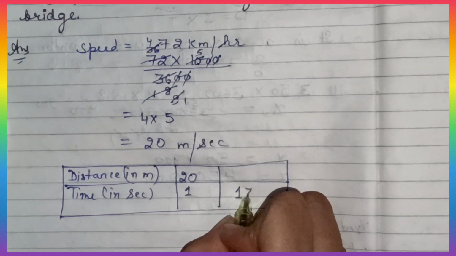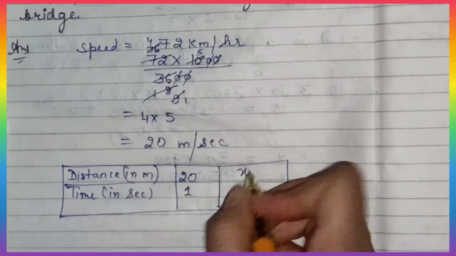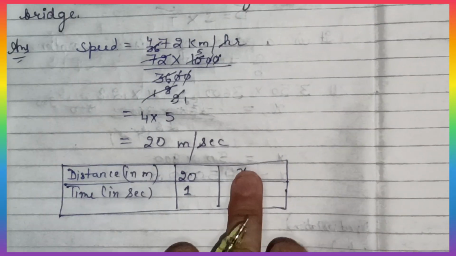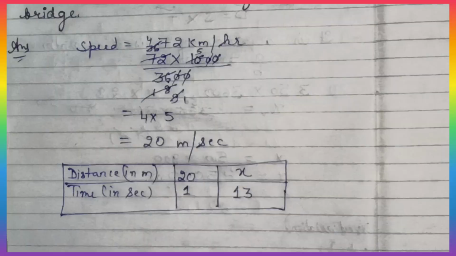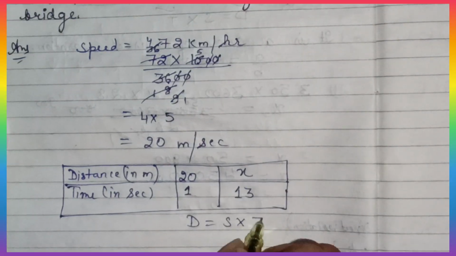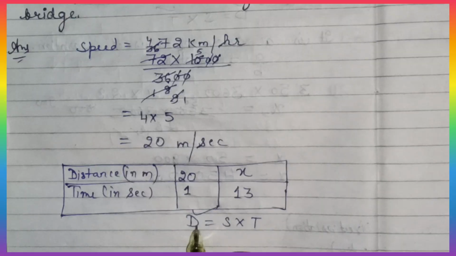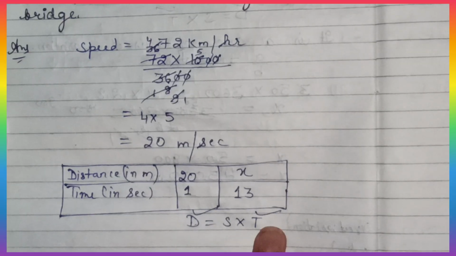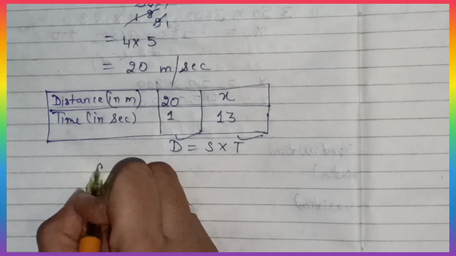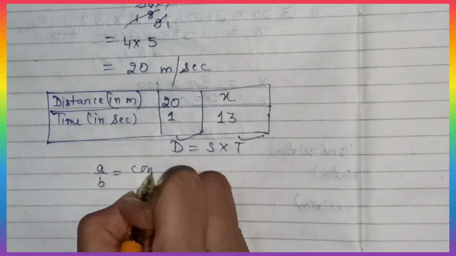I write here 13, and let this distance covered in 13 seconds be x. We have to find this. We know that distance is equal to speed multiplied by time. Here we have distance on the LHS and distance on the RHS, so it is a case of direct variation. And we know that A upon B is equal to a constant.